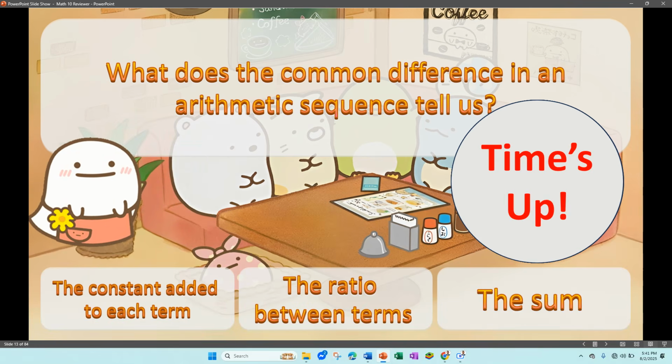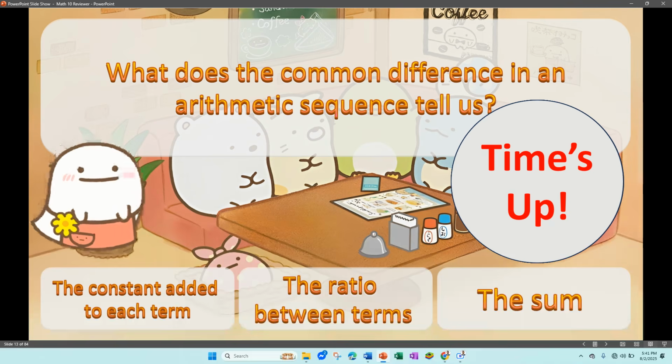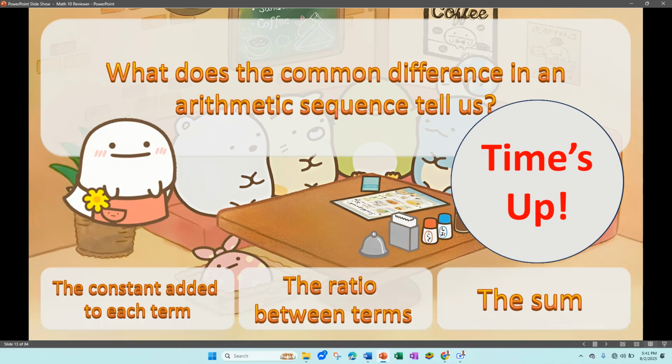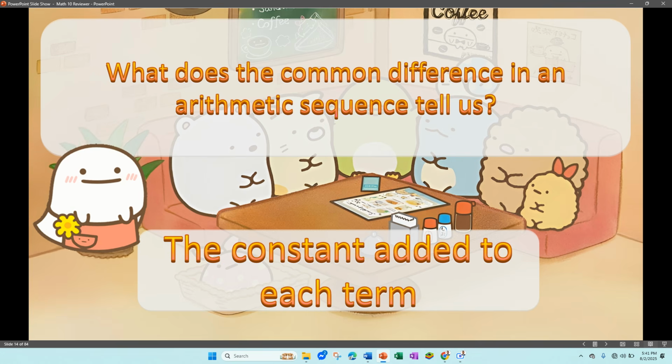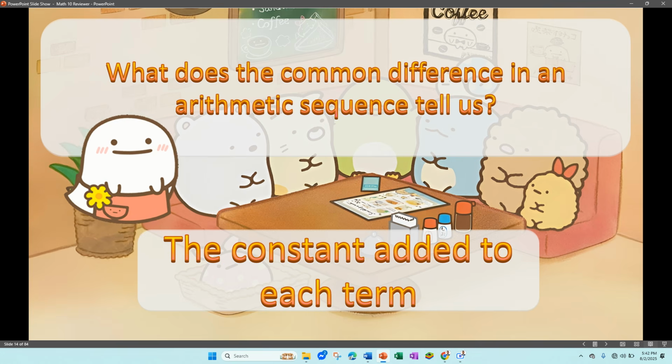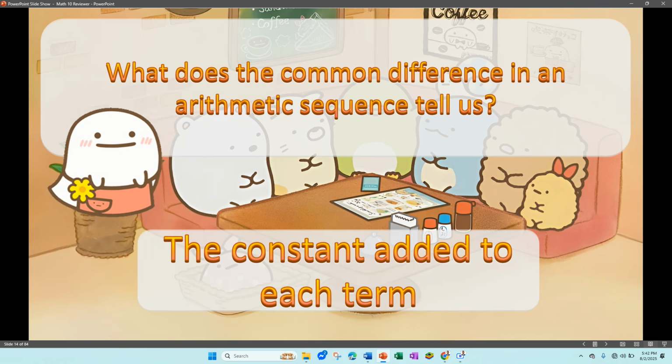Okay, time is up. So dito naman, kukunin natin yung common difference. So ano yung common difference ulit? Ito yung constant na dinadagdag natin sa bawat term. And that is the constant added to each term. Pagdating po sa arithmetic sequence, the constant is being added.